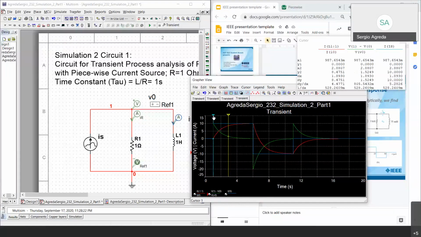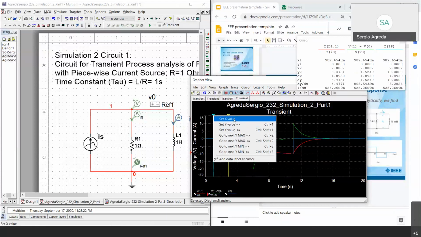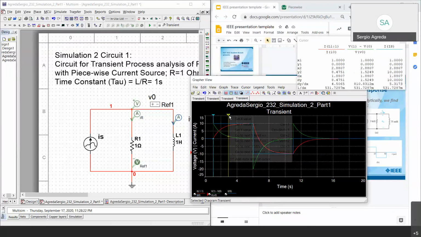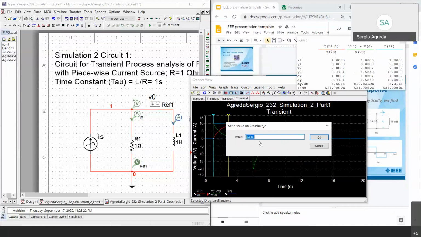What you could do is set the x value of this to be, let's say, 1. By the way, I'm right clicking on the cursors. There are two different cursors, so they'll be different. One's 2 and the other one's 1. Pretty distinguishable. No, 3.